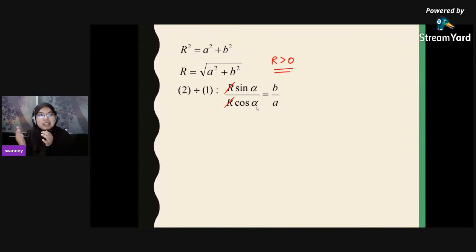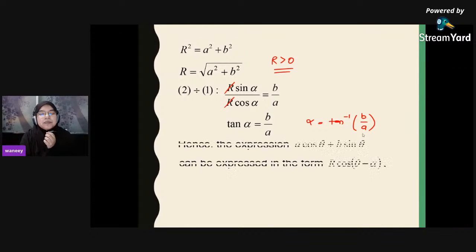So sometimes it is not necessarily the second equation over the first equation. Sometimes we might need to do the first equation over the second equation. So simply find out and make sure to have a tangent, so sine over cos. Okay, so tangent alpha is simply equal to b over a. And then if you want to calculate your alpha, you simply find out what is the arctangent of b over a. So we simply use the arctangent of b over a. So that one will be the value of alpha.